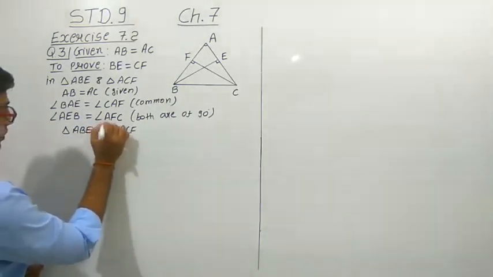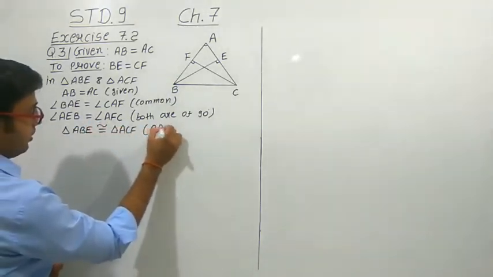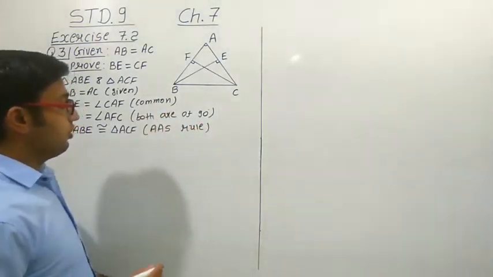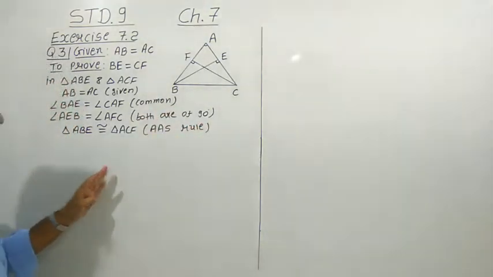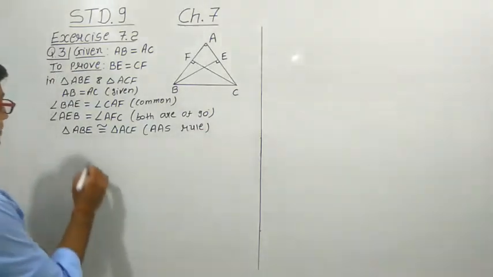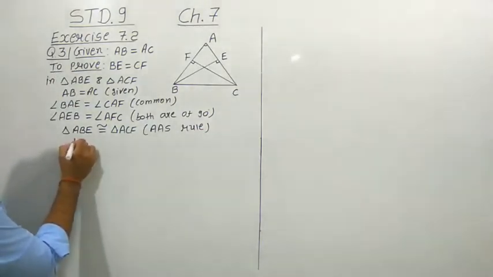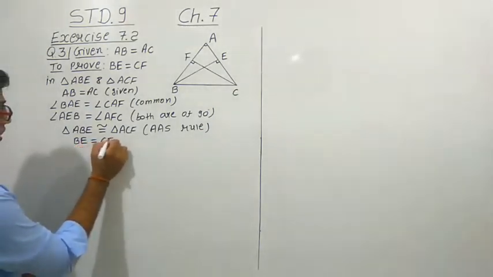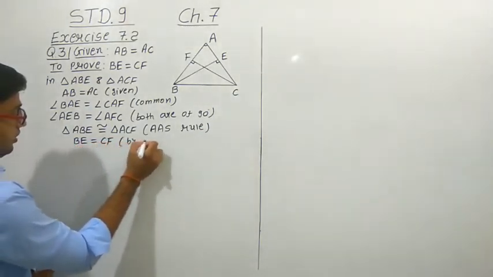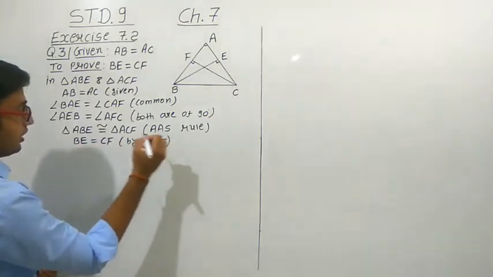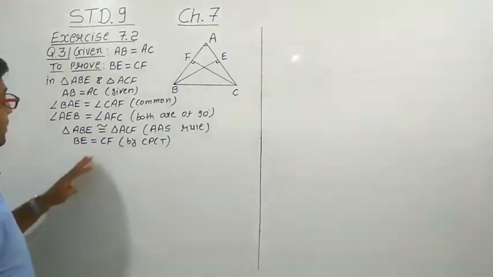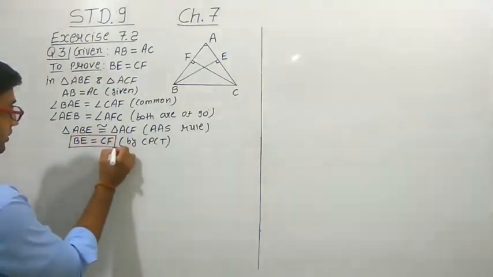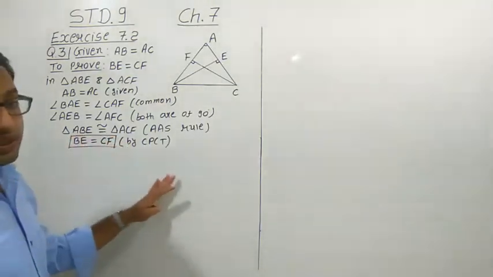Right? By angle side rule. Now we know that triangles are congruent. So by CPCT we can say that BE is equal to CF by CPCT. And that is we have to prove that BE is equals to CF. Right? So very simple question.